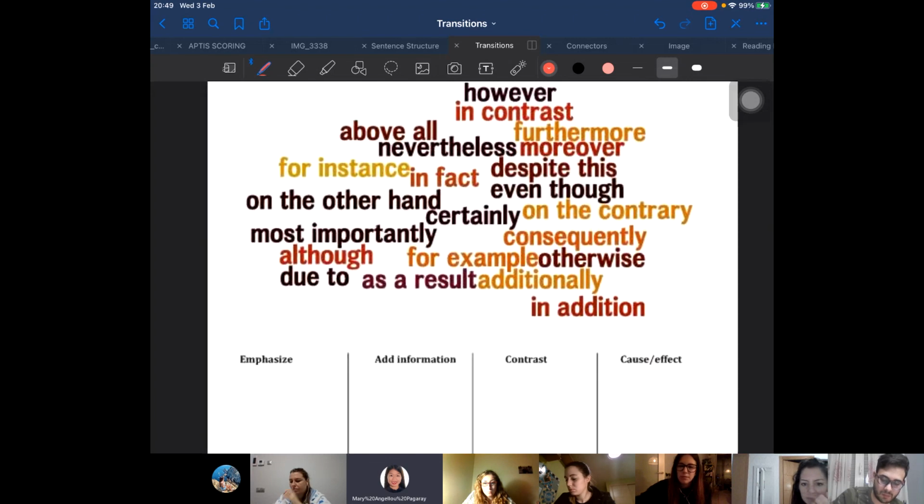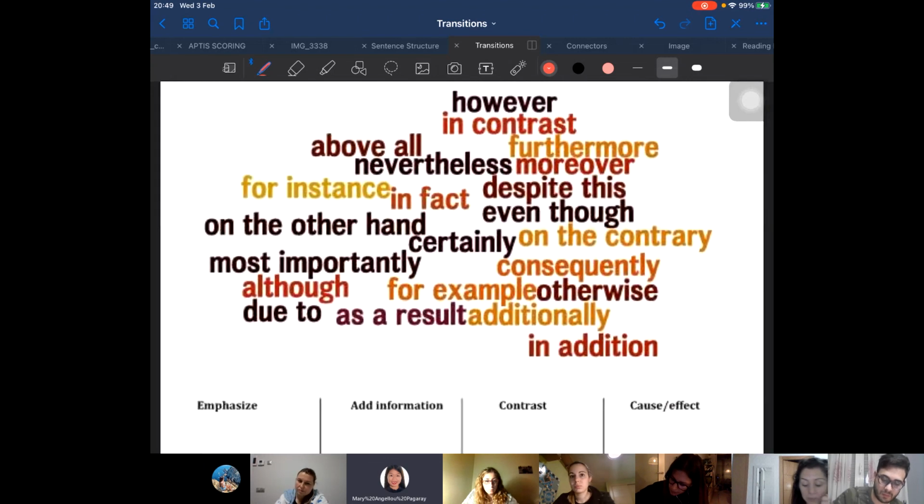All right, so if you cannot see it, that's it. So: emphasize, add information, contrast, cause and effect. If we use it to emphasize, write it below the emphasize column. You can now start.